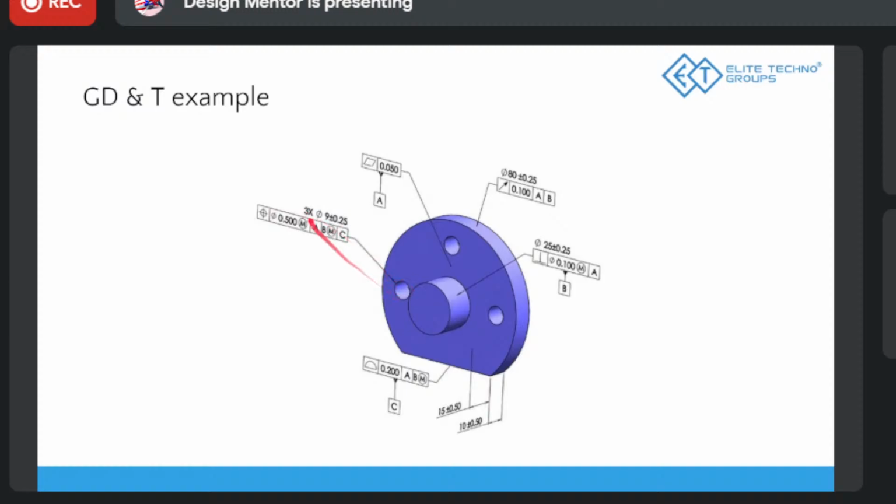So these holes are given below. It's written 3x because 3 holes are there. And we have the diameter, because it's a diameter, right? Diameter 9 plus minus 0.25. So it means it can be big or small. Then we have the positional tolerance. This is also a diameter because it's a circle, so positional tolerance will also always be circular. And we have 0.5 for maximum material condition.